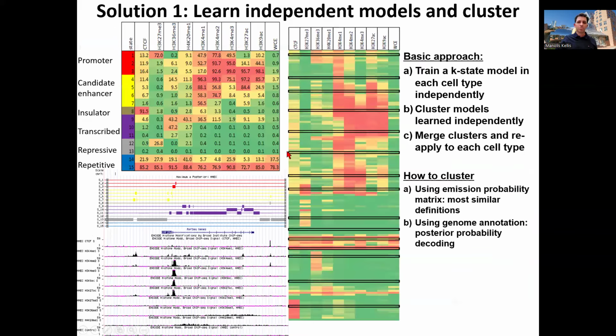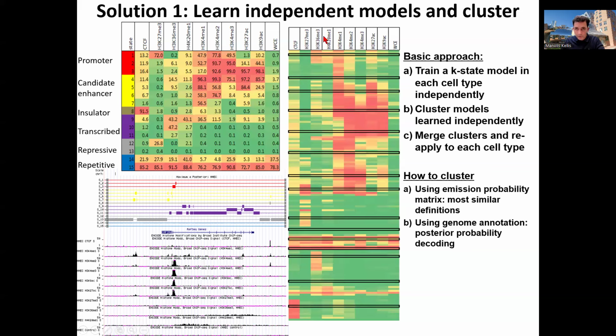And then solution number 1 is you could say, okay, I'm going to learn independent models for each of the cell types. And then what you can do is cluster the emission matrices of all of these models that you've learned. So I've learned a 15-state model in each of the cell types. And then I simply say, okay, great. This promoter state one, it turns out I recovered it a bunch of times, including in the average model. This state I recovered a bunch of times, and this one too. Oh, this state, I only found in 2 of the cell types.